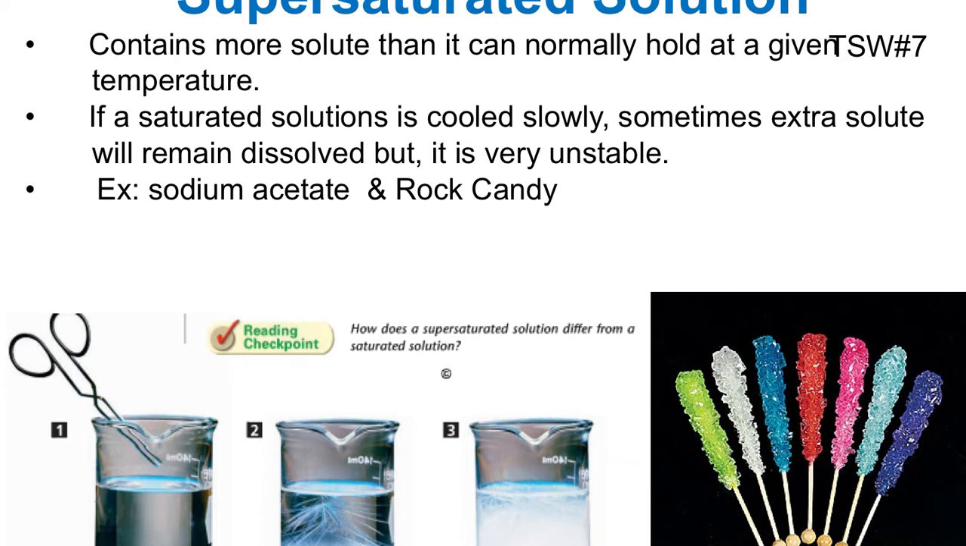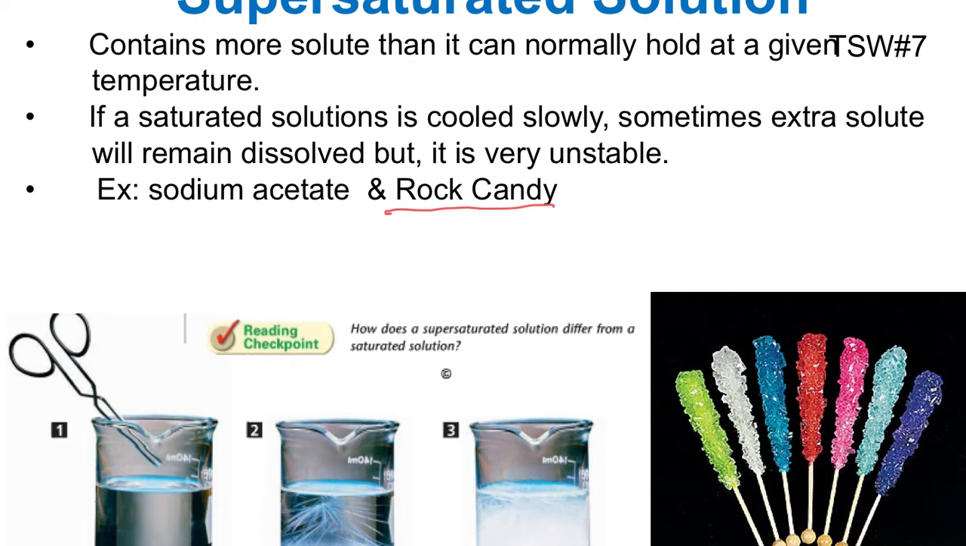Supersaturated is the third type of description here. It contains more solute than it can normally hold at a given temperature. So this is a special circumstance that happens under very specific conditions. Usually what happens is if a saturated solution is cooled very slowly, sometimes the extra solute will remain dissolved, but it's very unstable. In other words, if you add just a little bit more, it's going to cause it to change.